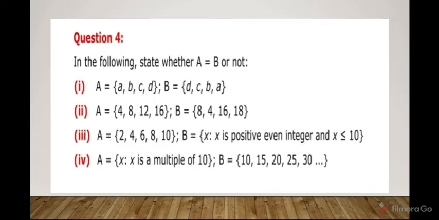Now the fourth one. A is equal to the set of x, where x is a multiple of 10, and B is equal to 10, 15, 20, 25, 30 and so on. As you can see, both of these sets are infinite sets.